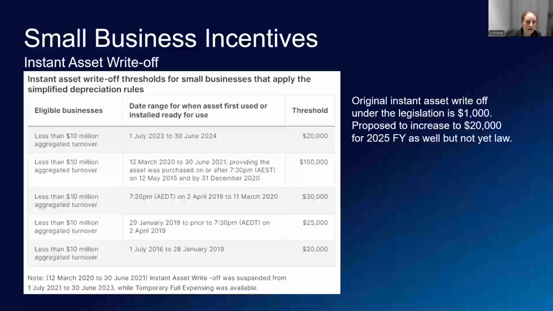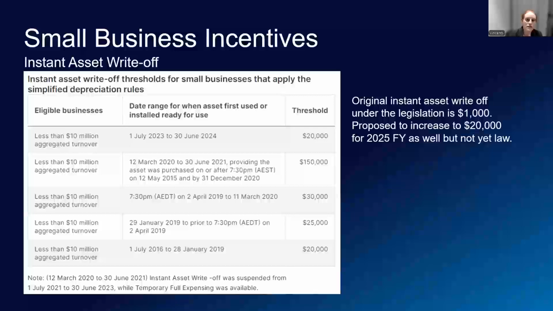So just to recap on the last several years, I suppose, before temporary full expensing came in, we had a $20,000 instant asset write-off, which was increased gradually. From January 2019, that increased to $25,000. It then increased to $30,000. From March 2020, it then went up to $150,000. And then following that, the temporary full expensing measures came in where you could write off an asset of an unlimited value. So now that that is finished, we are back to these instant asset write-off rules.